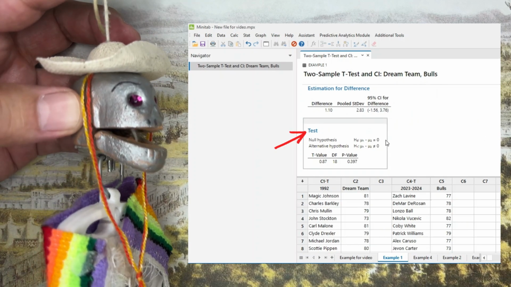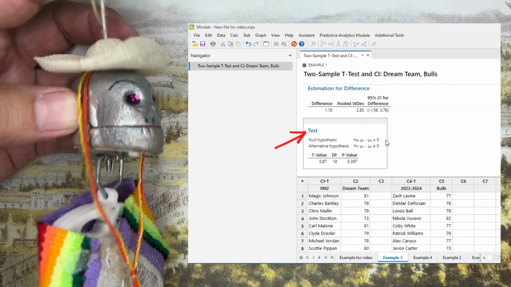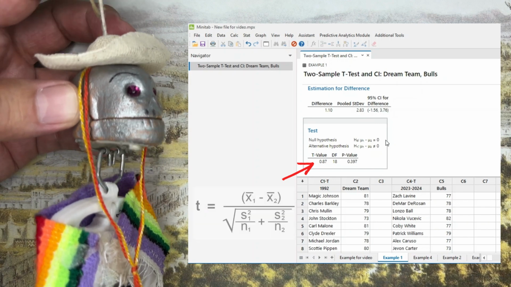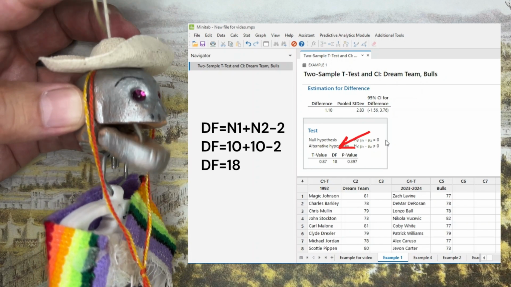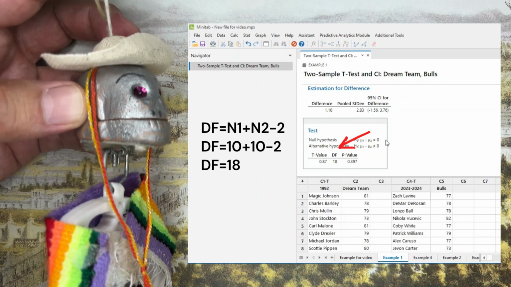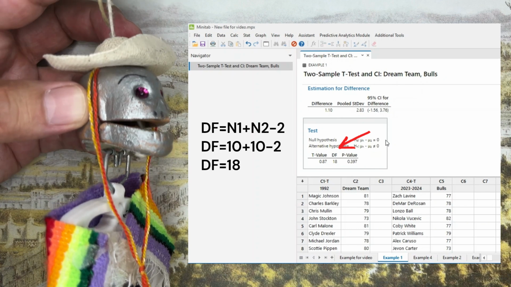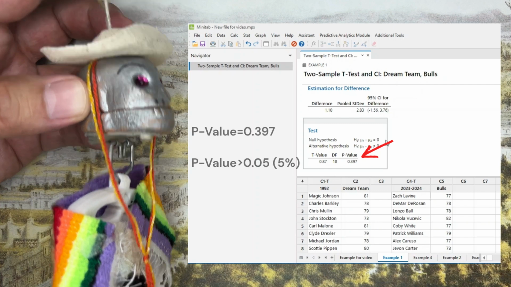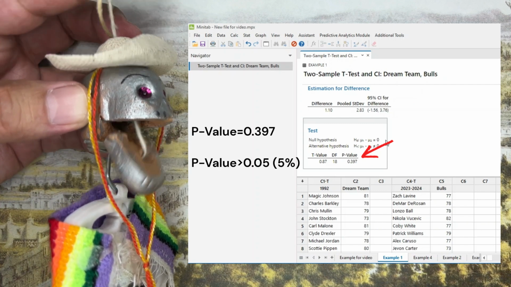Actually, you can directly go to this table if you just want to see the result. Here, we can see the t-value of 0.87, which is calculated using this formula. The degrees of freedom, which are calculated by adding the number of samples of the two groups minus 2, or in this case, 10 plus 10 minus 2. And finally, the p-value of 0.397, which is larger than 0.05 or 5%.